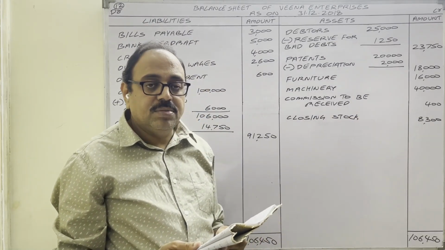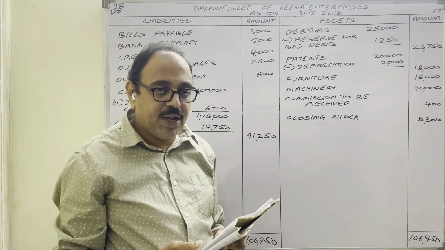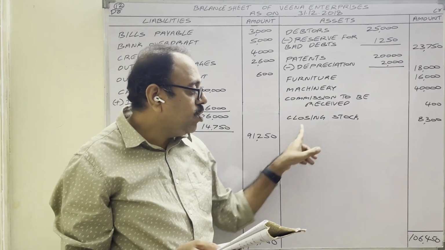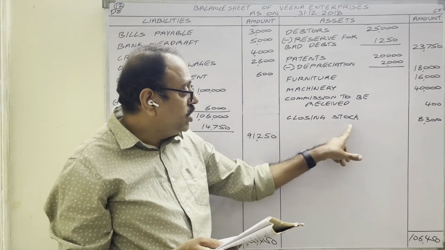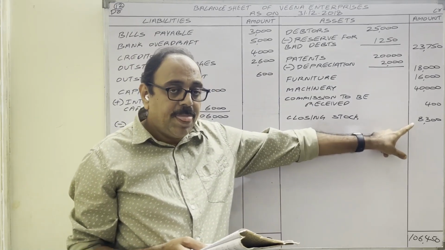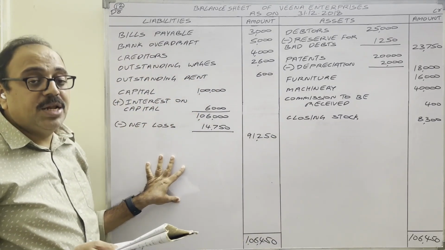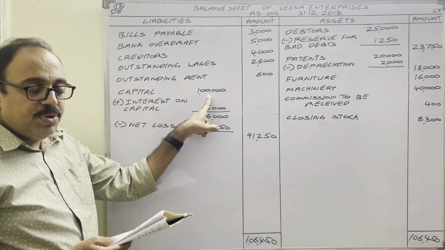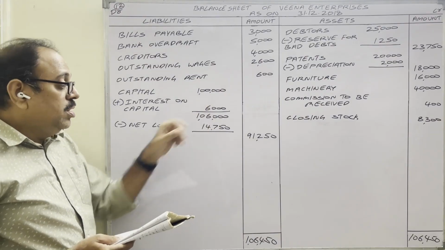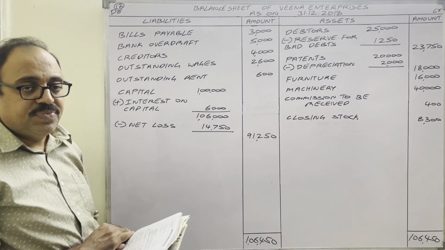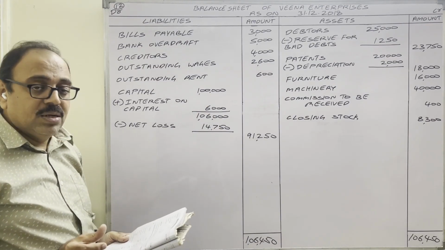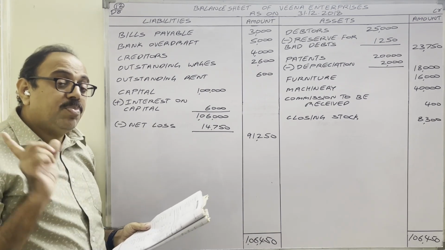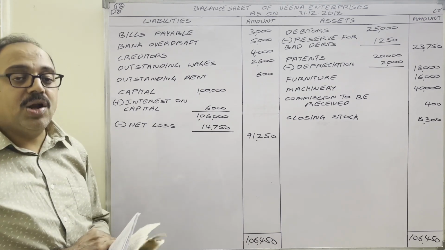Interest on capital. So this is related with the capital. Now finally, asset side closing stock is left. Closing stock 8,300. Come to liability side, capital adjustment. Capital in inner column 1 lakh rupees. To this, two amounts are given here. One is interest on capital. Second one is our profit and loss account answer, net loss.